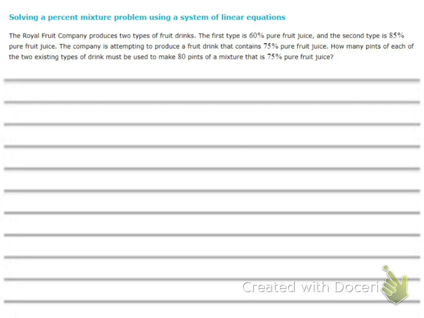So here we have two types of drinks. The first is 60% pure fruit juice. The second is 85% pure fruit juice. The company wants to make a drink that is 75% fruit juice. How many pints of each of these existing types must be used to make 80 pints of a mixture that is 75% fruit juice? So, I know that sounds crazy, right?